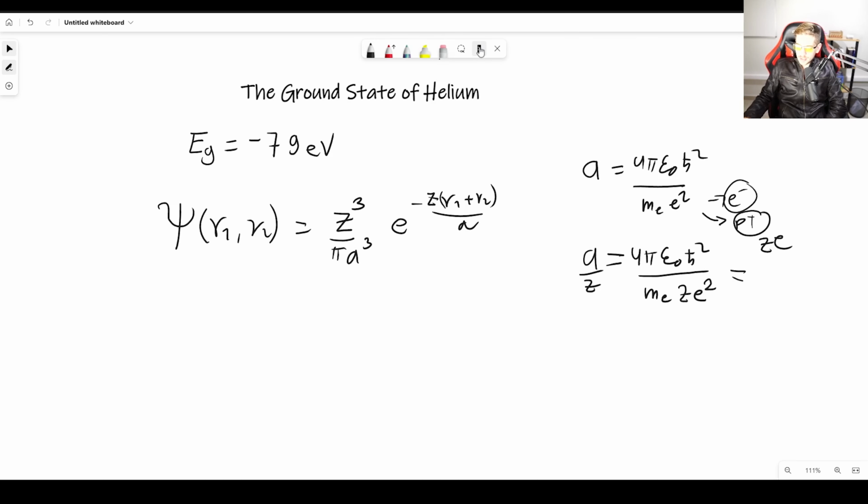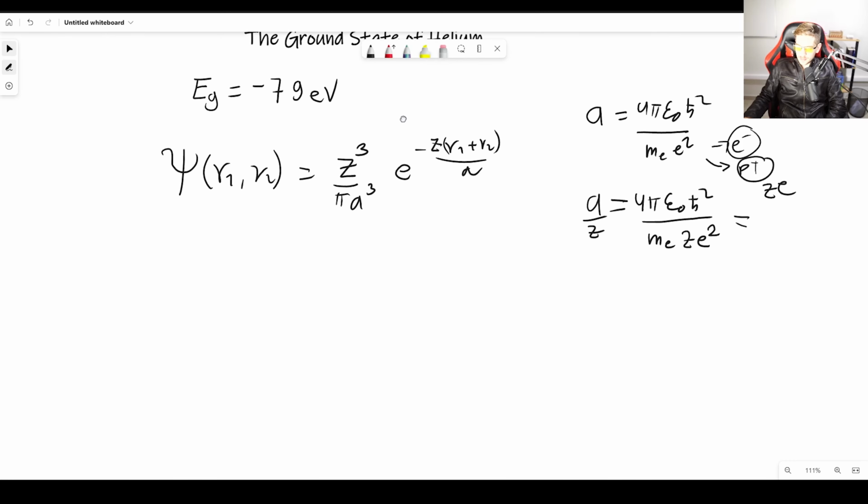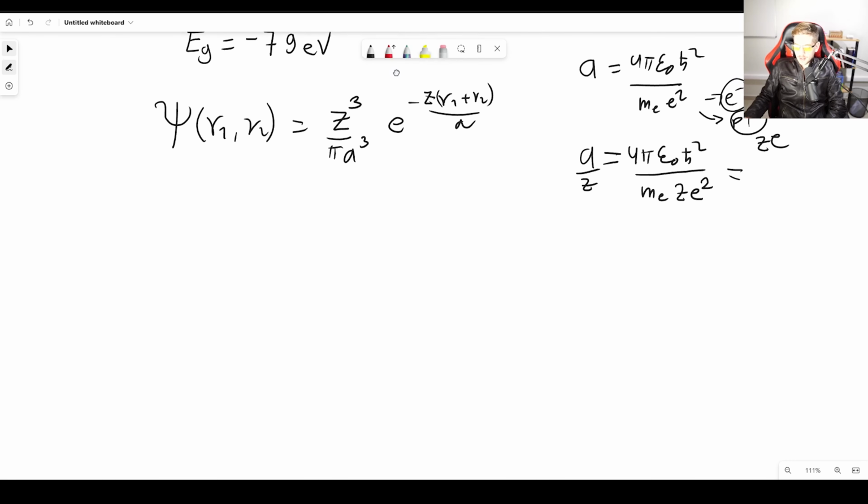If you are unclear, I took a little bit longer to explain it in the previous video, so maybe you can check there, but that is the idea. The Bohr radius is now changed since we are no longer in the hydrogen atom. Now, what is the Hamiltonian? The Hamiltonian is going to be the same as before, actually.